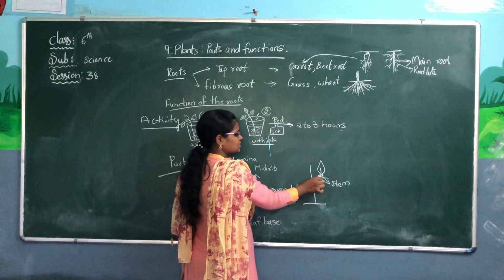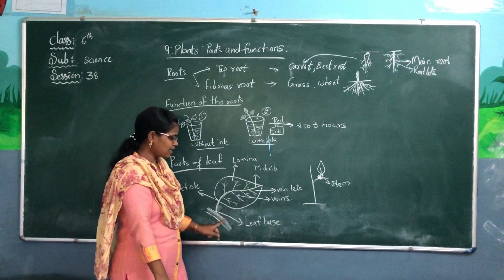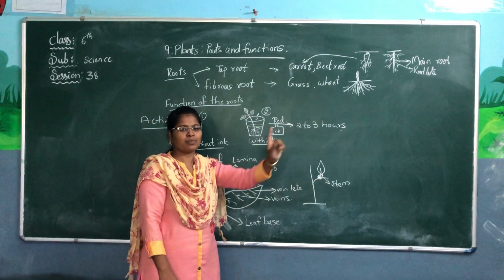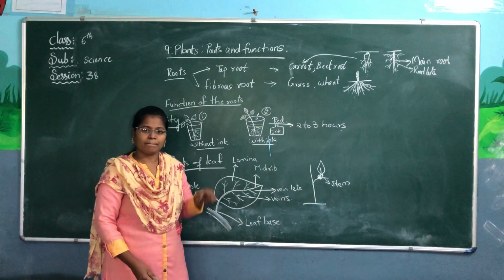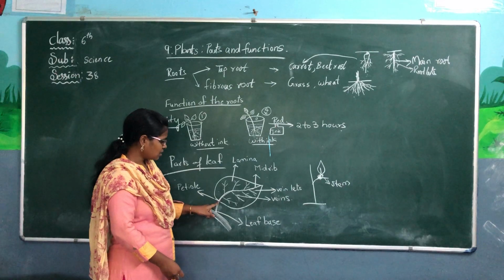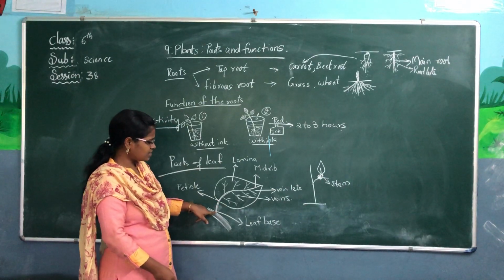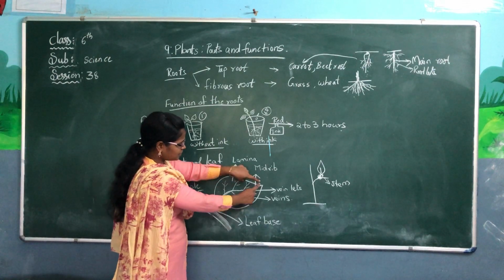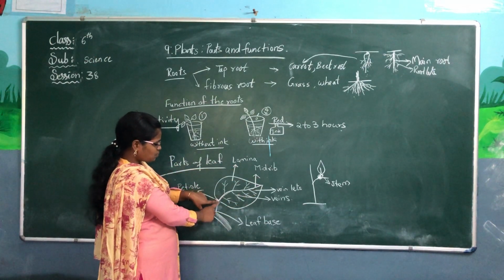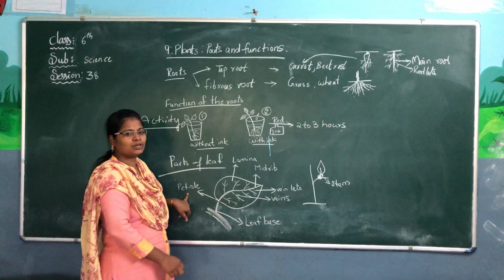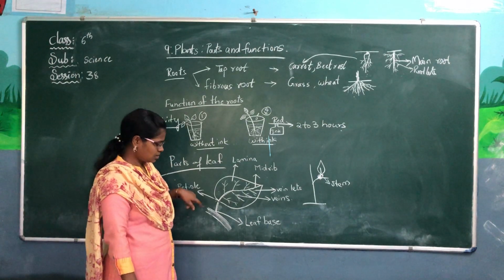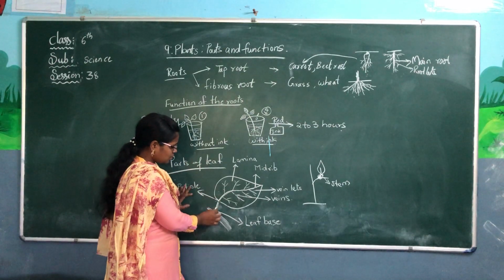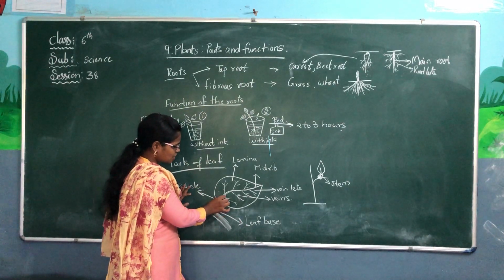This base point is called the leaf base. From the stem the leaf is arising, and that point is called the leaf base. Here you can see the complete structure of the leaf. This point is called the petiole. Leaf base, petiole.